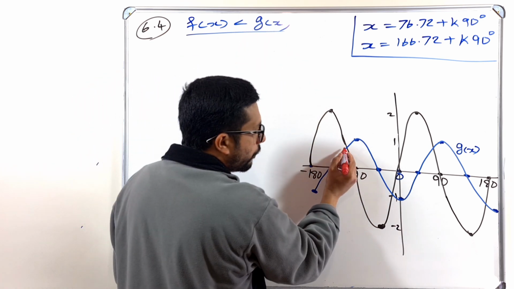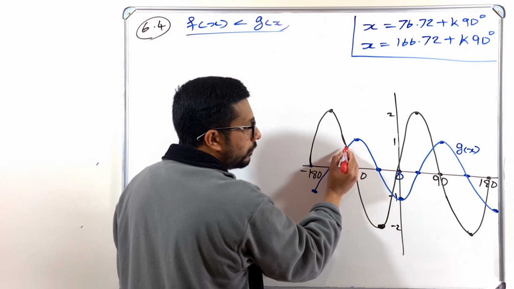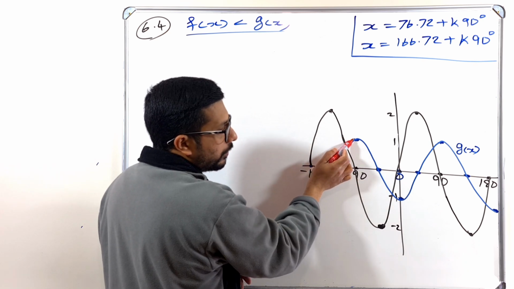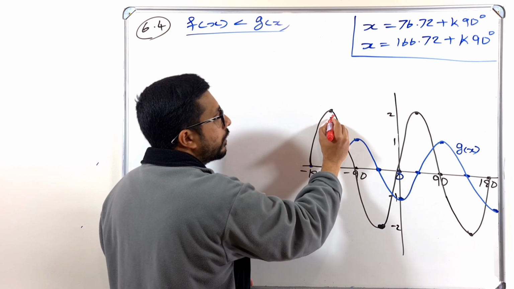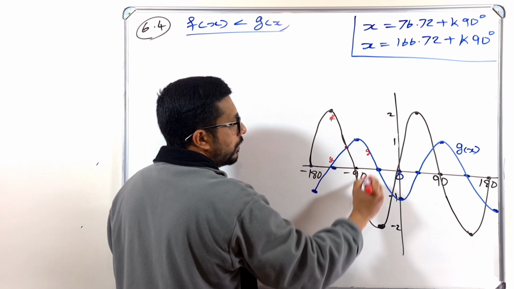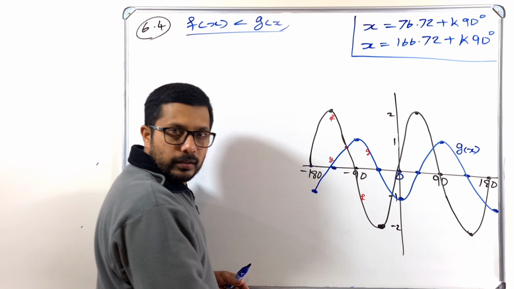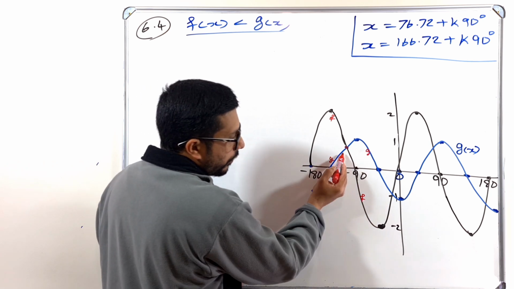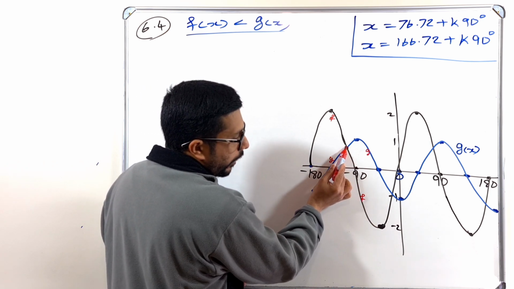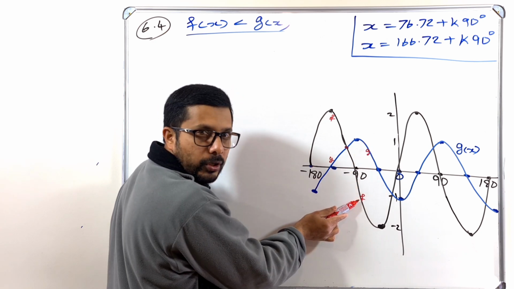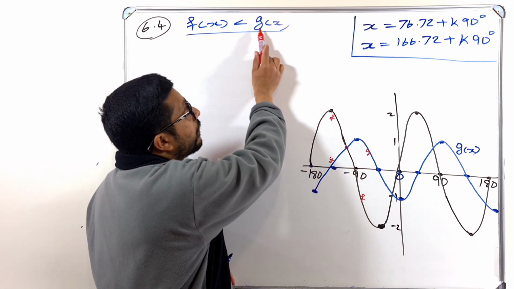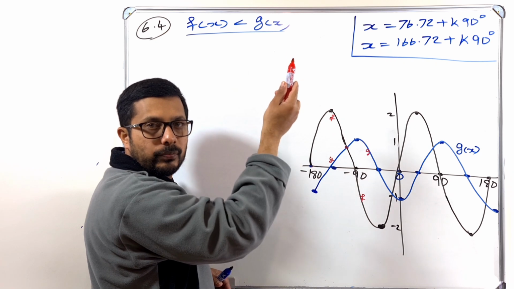Okay, but after this point, you can see that this is our g of x graph. This is g, this is f, this is g, this is f. Am I right? Okay, so look at this one. After this point, g of x is on top, f of x is at the bottom. That is what we want. We want g of x on top. The blue graph must be on top.